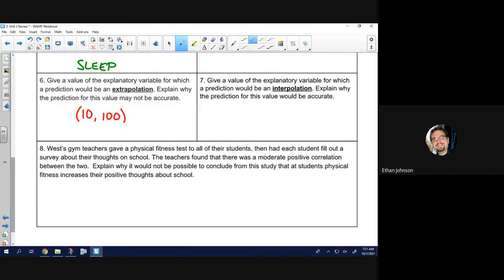Interpolation, an example, we could say they studied for 5 hours and they got, let's say, a 70%. That would be a good prediction because it's based within the range of what we know. We know what happens, what it should look like between 4 and 8 hours. And this falls in line with that.